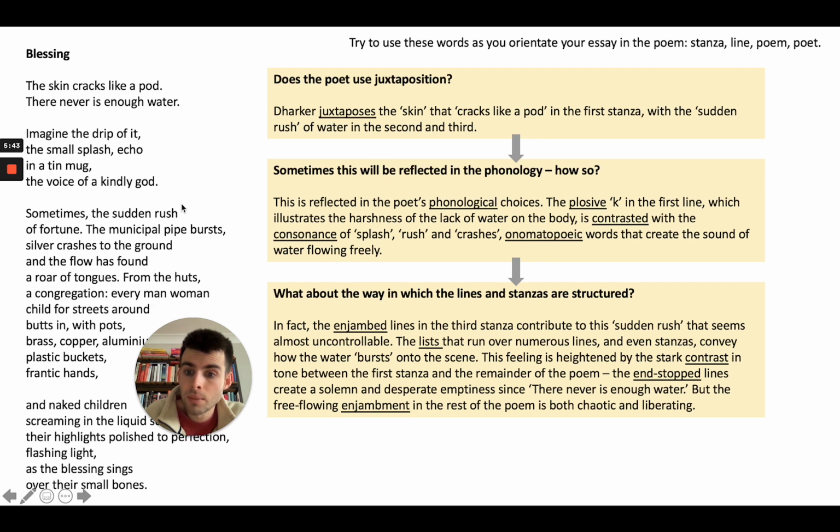You can see that there's not a single end-stopped line until there's one at the end of the second stanza, and then there's not one until the end of the poem. So it is unusual, and that's something to notice in a poem, particularly in Blessing, where it's quite obvious that there is this couplet, I suppose you could call it, of two end-stopped lines. And I've said that creates a solemn and desperate emptiness, since there never is enough water.